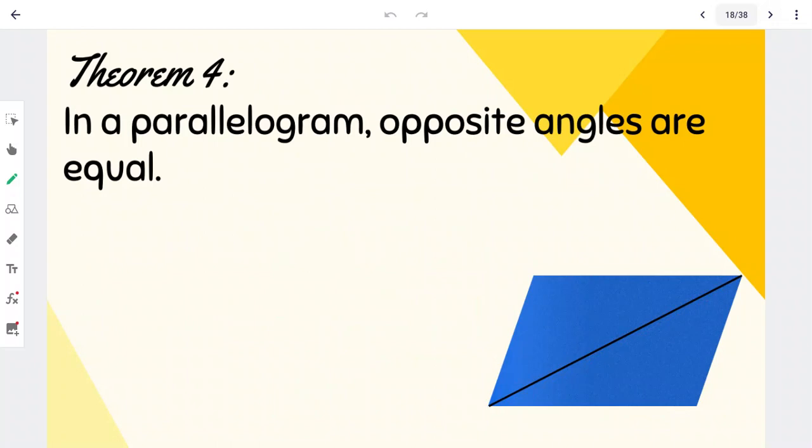Theorem 4 says that in a parallelogram, opposite angles are equal. Again, I explained to you by CPCT, which we did in the first theorem. You can prove that these opposite angles are equal to each other. Just use CPCT, you will get it. Okay, nothing extra, just CPCT.